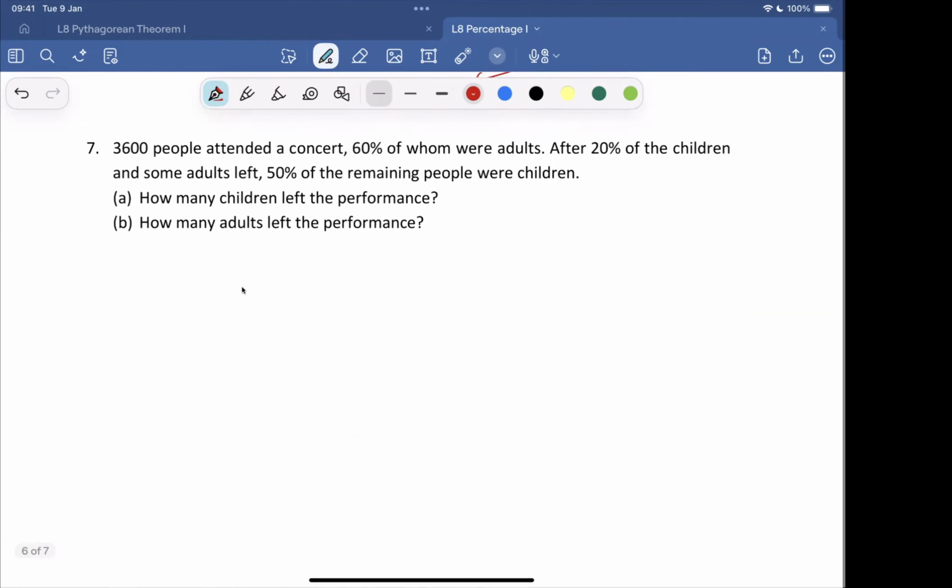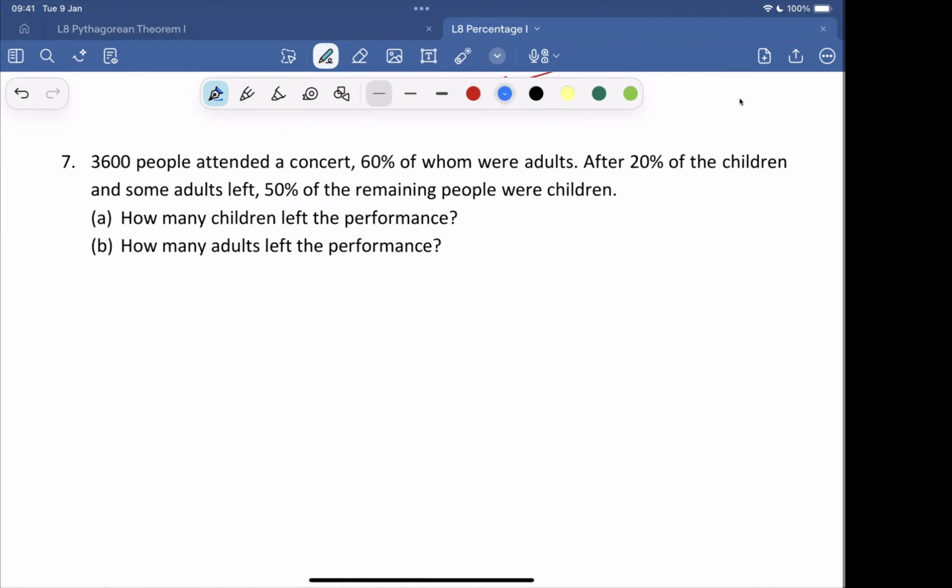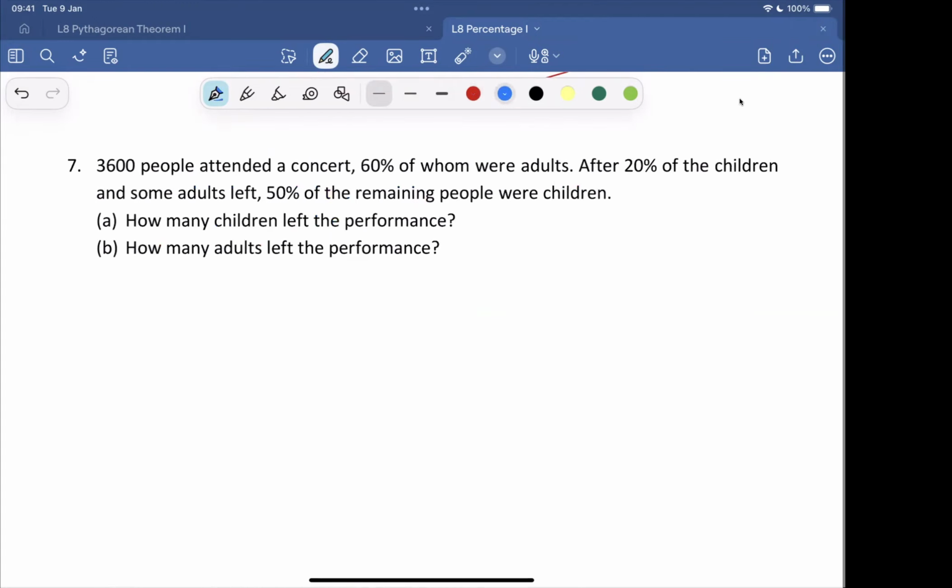Let's do question 7. You have 3,600 people. Okay, let me ask Araf. Hello, Araf. 60% of the people are adults. So, can you tell me how many percent are children? 40%. Correct.